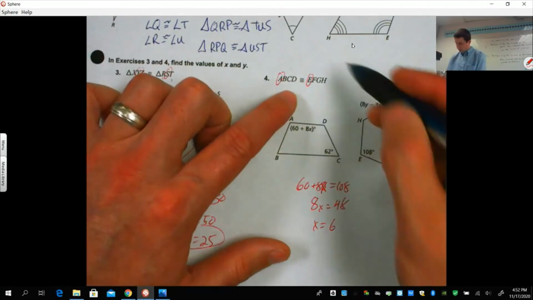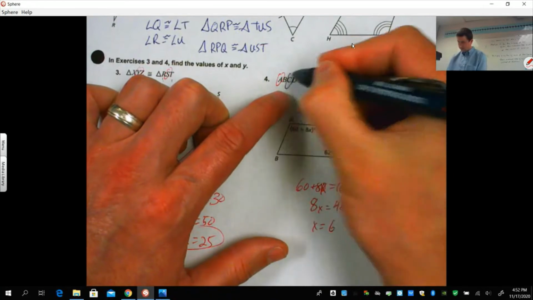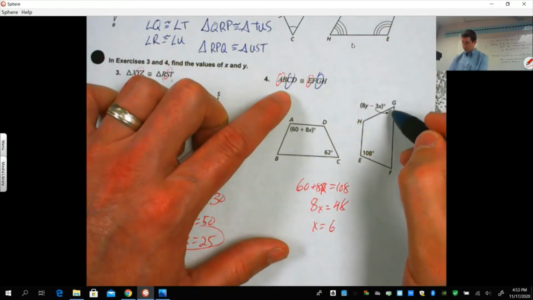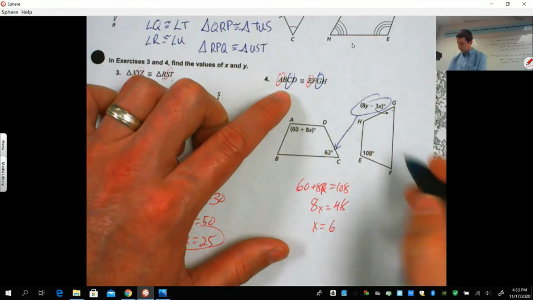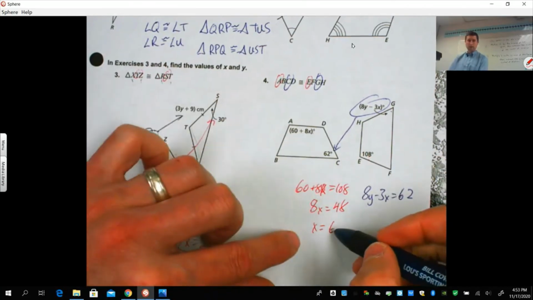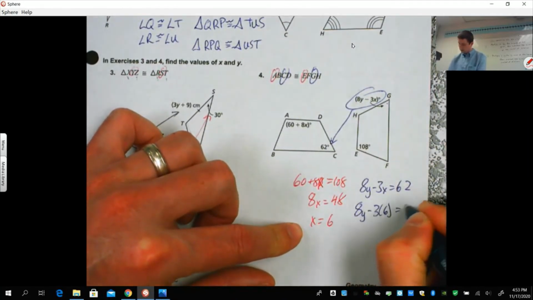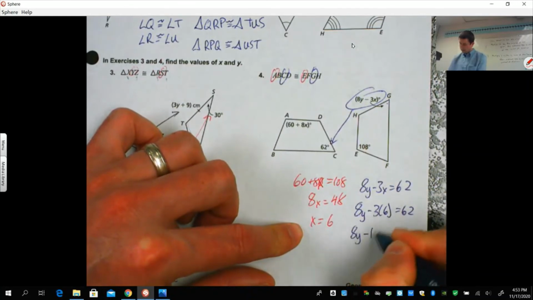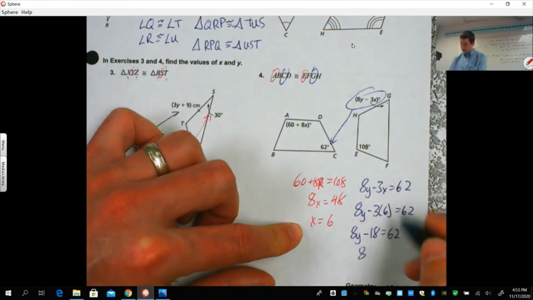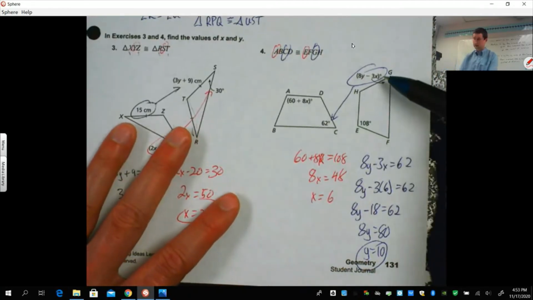Okay, G corresponds with C, so 8y minus 3x has to equal 62. I've got two variables, but I do know what x equals. So 8y minus 3 times 6 equals 62. 8y minus 18 equals 62. Add the 18 over, so 8y equals 80, and y equals 10. Okay, so you had to find x first. Once you found x, you can plug it in and then find the value of y.